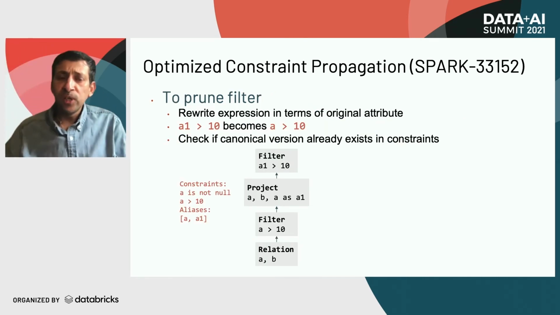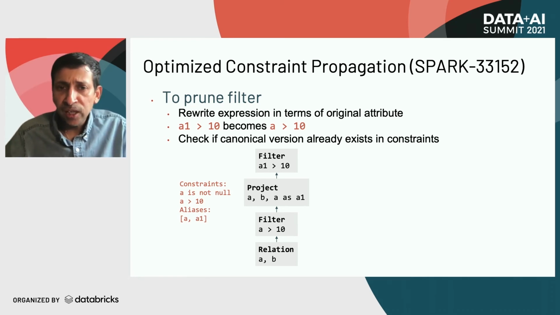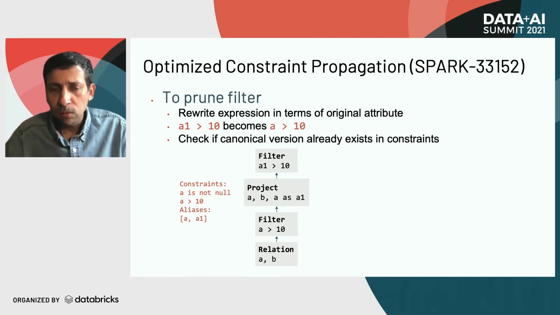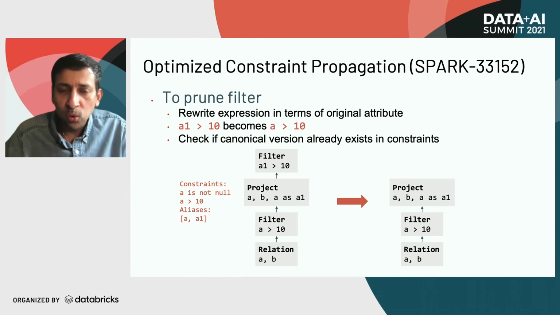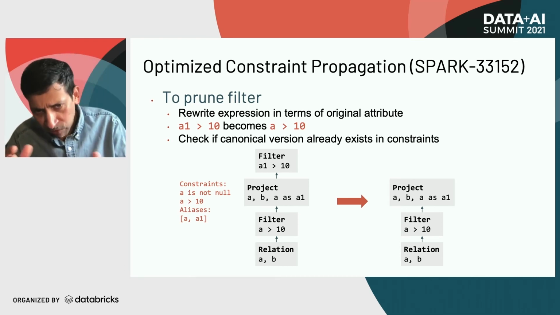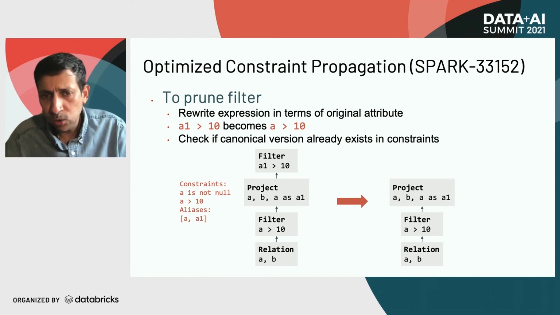To prune the filter, we simply rewrite the filter A1 greater than 10 in terms of the original attribute, which is A greater than 10. And then we check whether this A greater than 10, which is the canonicalized version, exists in the constraint set or not. If yes, it can be removed. So here you see, with this logic, the optimizer is able to remove A1 greater than 10.